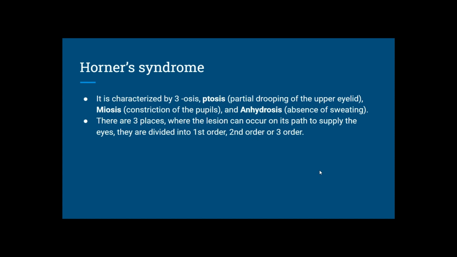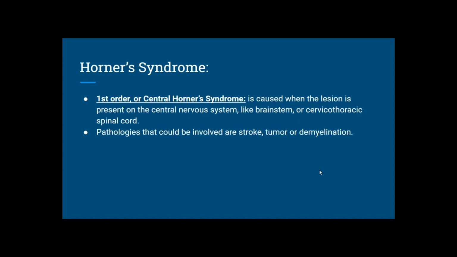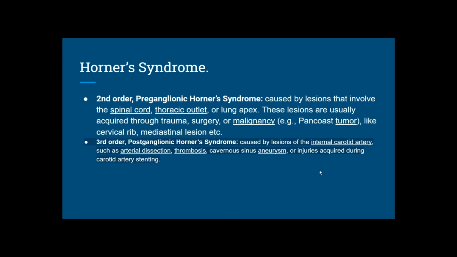There are three places where the lesion can occur on its pathway to supply the eyes, and that is what makes the major division of how Horner syndrome can be further classified. It is divided into first order, second order, and third order. The first order is also called central Horner syndrome, which is caused when the lesion is present in the central nervous system. That could be in the brainstem or the cervicothoracic spinal cord, and the pathologies that could be involved are stroke, tumor, or demyelination.